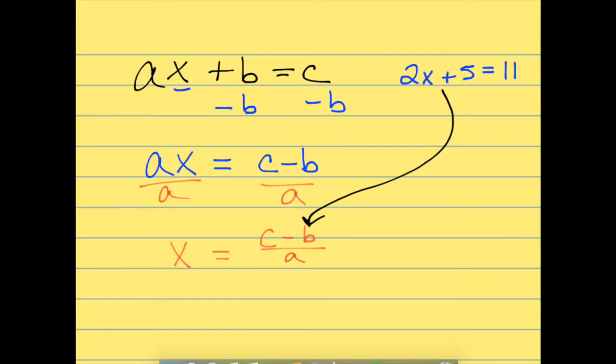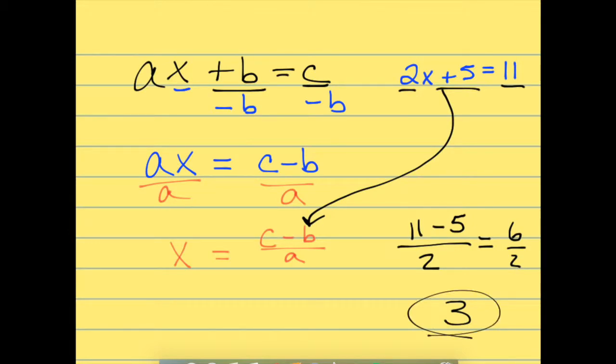So c was the one number all by itself on the right hand side, that's our 11. B was the number being added, that's the 5. A was the number being multiplied, that's the 2. So 11 minus 5 divided by 2 is 6 divided by 2, which is 3. So this is the part of the answer that's my rewritten equation. This is the solution to 2x plus 5 equals 11 using my rewritten equation.